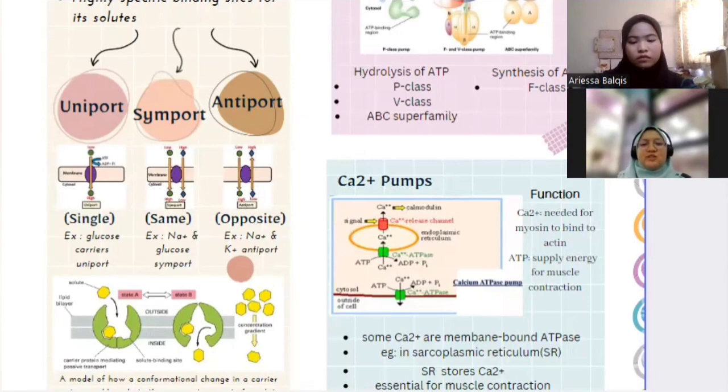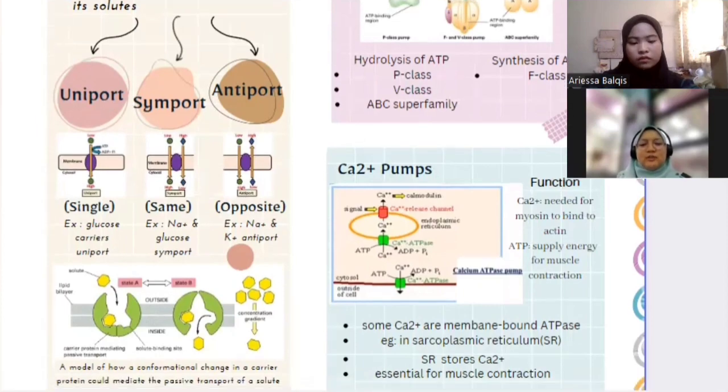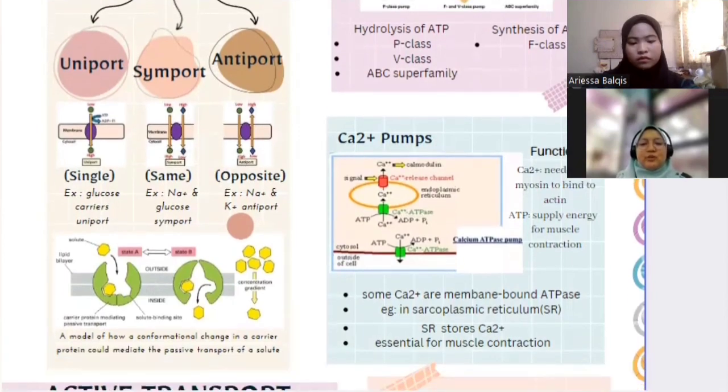The transition between the two states can occur randomly, and it is completely reversible and does not depend on whether the solute binding site is occupied. Therefore, if the solute concentration is higher on the outside of the bilayer, more solute binds to the carrier protein in the A conformation than in the B conformation, and there is a net transport of solute down its concentration gradient. So that's all. Thank you.